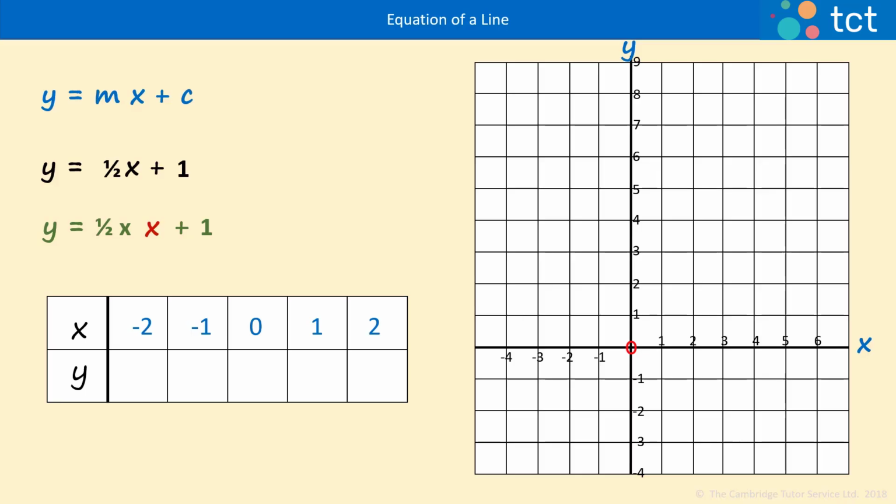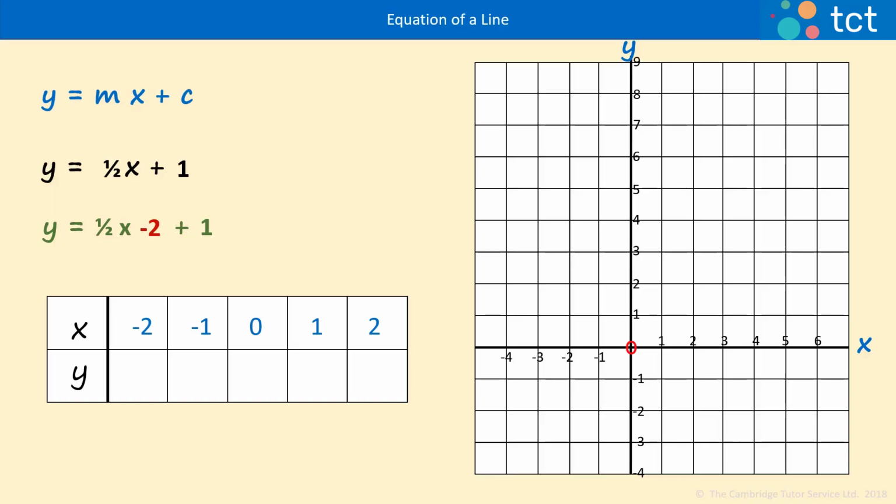So we're saying that y is going to be whatever we get when we say a half of whatever x is, plus 1. Remember, if you're timesing something by a half, that's the same as finding a half of that number. So a half times whatever x is. Well, let's say that x is minus 2. So I'm going to put minus 2 in there. Now a half of minus 2.